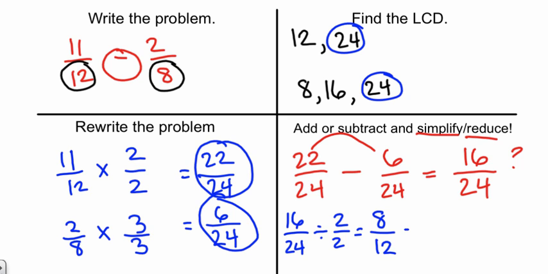But I also know in my head that 4 can go into 8, and I know that 4 can go into 12. So instead of going divided by 2 and 2, I'm going to step it up to 4. 8 divided by 4 is 2, and 12 divided by 4 is 3. There's no other numbers that we can divide both of these numbers by, so our final answer is 2/3.